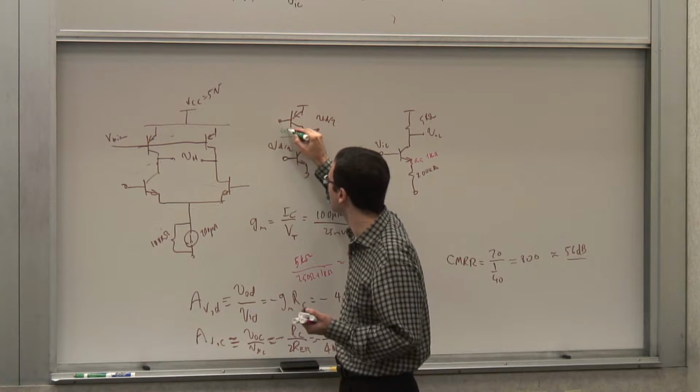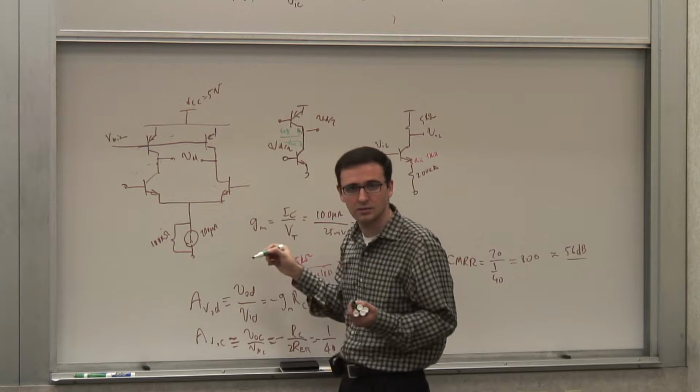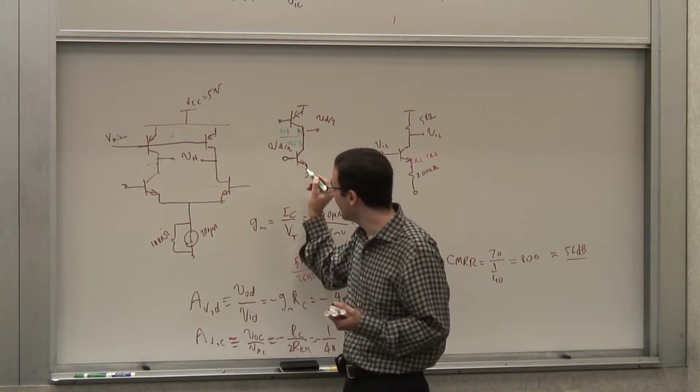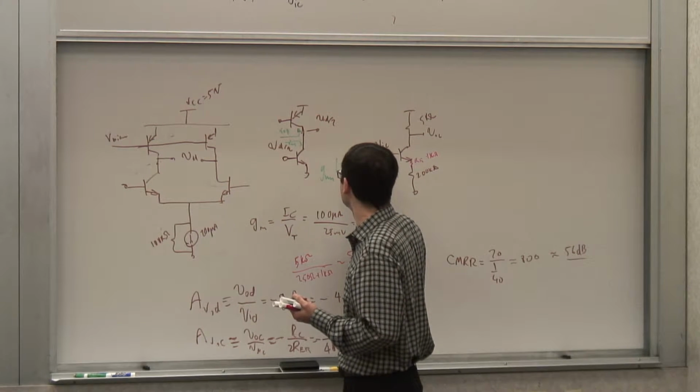ROP, right? RO of the PMOS. Looking down, what do you see? RON. So you see the parallel combination. The gain of this thing is gm_N times RON in parallel with ROP.